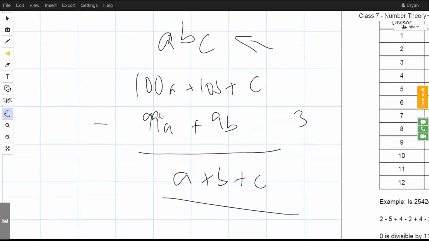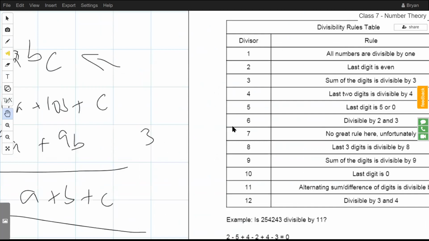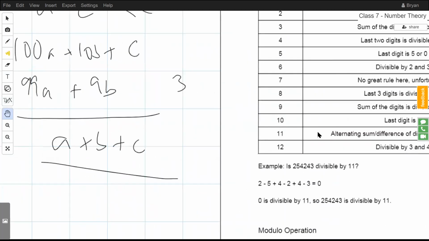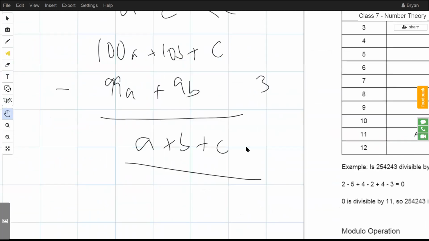So that's why the sum of digits divisible by 3 is the rule for 3, and it's also the same reason it works for 9 as well. Anyway.